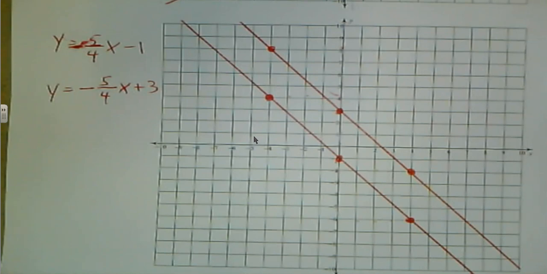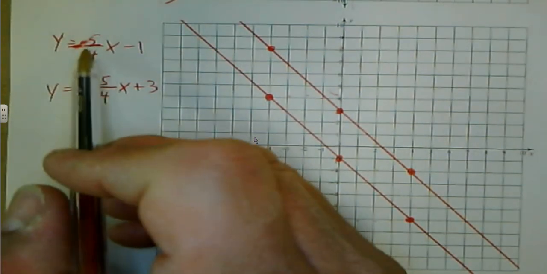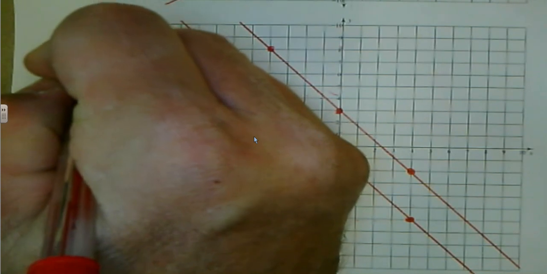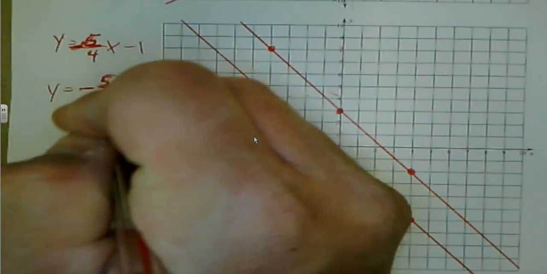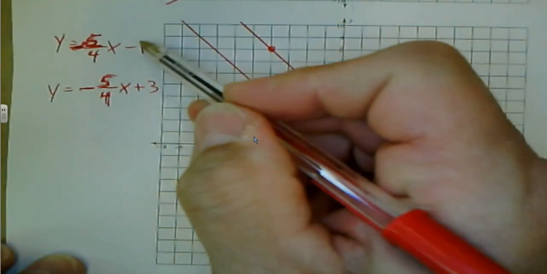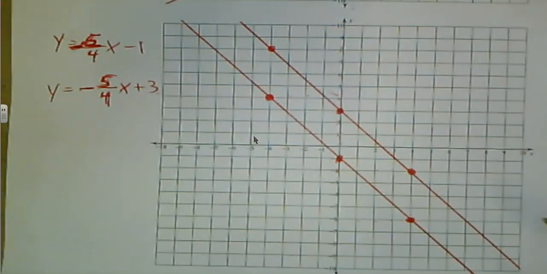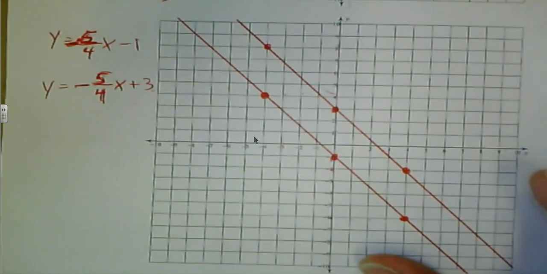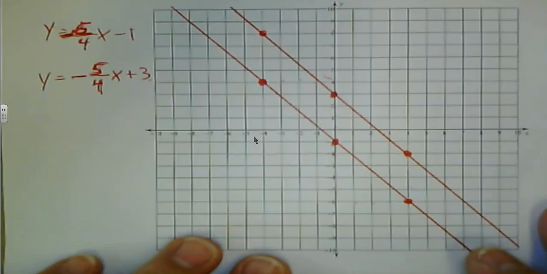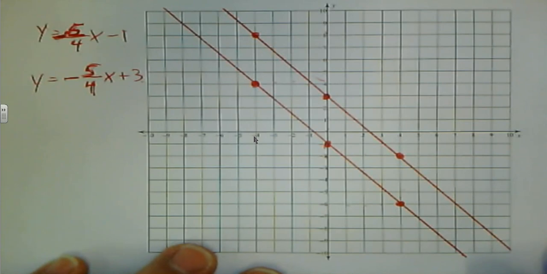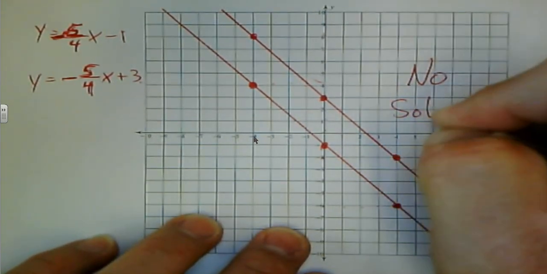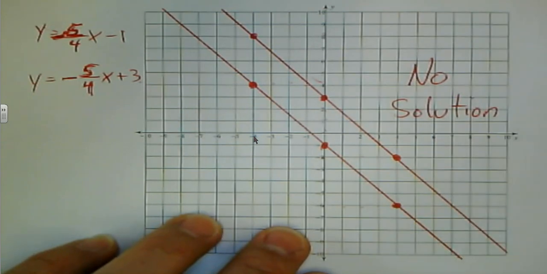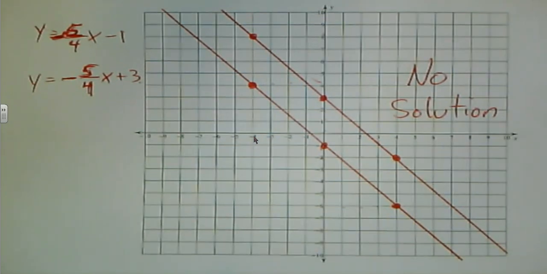They do not intersect. Does everybody see that it's a negative 5/4 slope and a negative 5/4 slope? And they both have a different y-intercept. Therefore, these lines are what? What do we call two lines that run next to each other that never touch? Parallel lines. Therefore, there's no solution. These lines will never intersect.